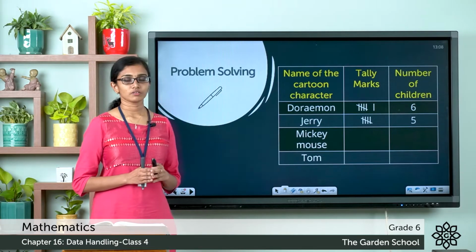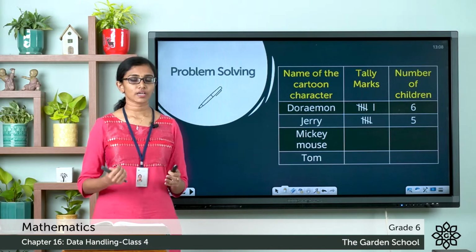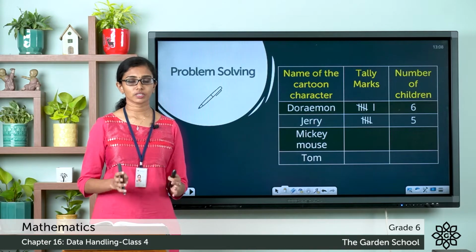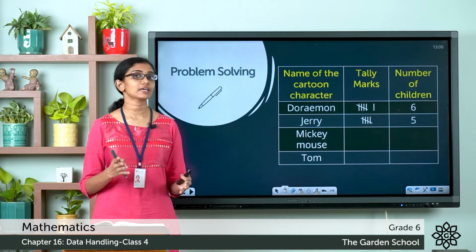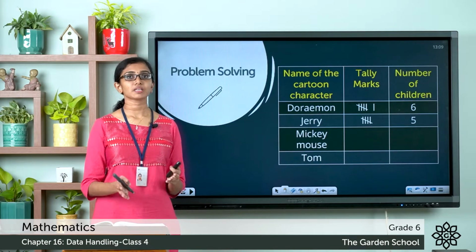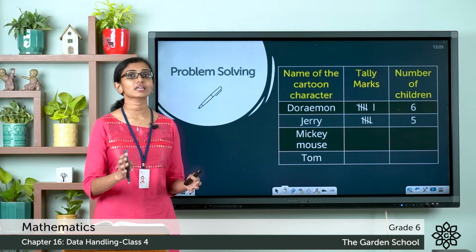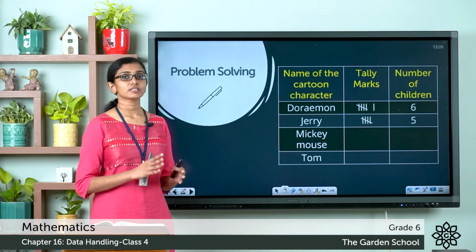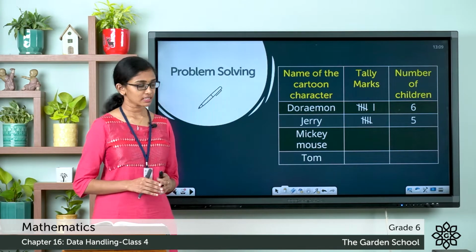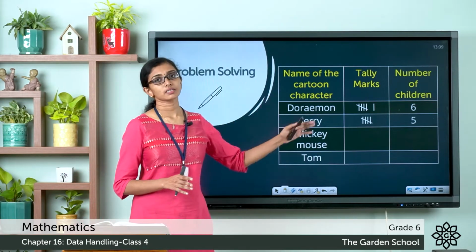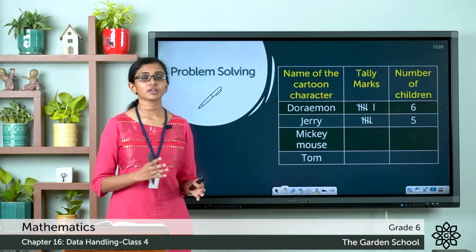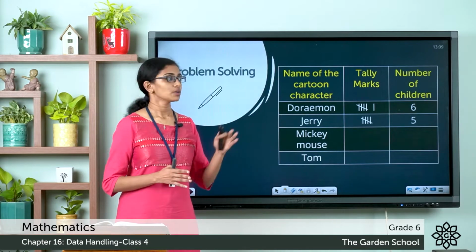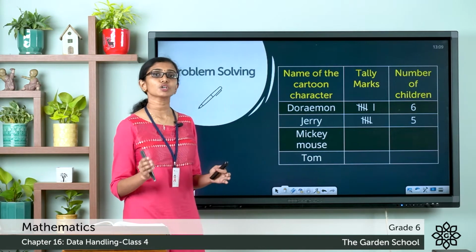So the first cartoon character listed here is Doraemon. So you have to review the data given here, and you have to see the frequency of each observation given here. So what do you mean by frequency of a data item? It means the number of times that data item or that observation occurs in the given list. So find out the frequency of the cartoon character Doraemon from the list. So you can see that it occurs 6 times in the list, which means it is the favorite cartoon character of 6 children. So against the cartoon character Doraemon, you have to represent the number 6 using tally marks.